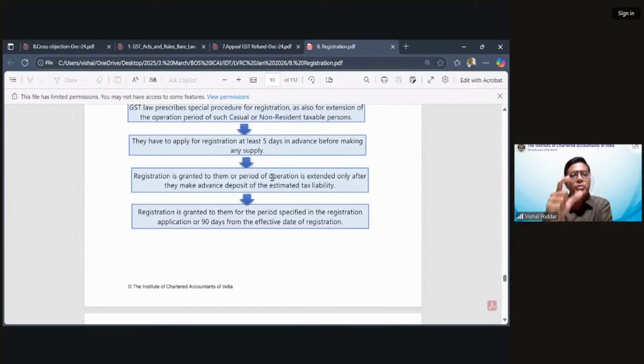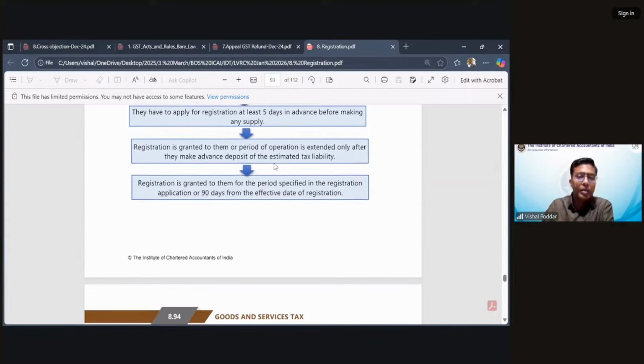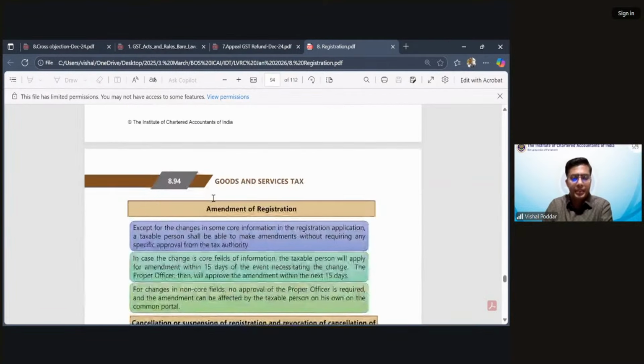So let us say I say that I'm seeking for 2 weeks. Now, for some reason, if I want to extend this beyond 2 weeks, I have to rerun the same process. I have to inform in advance. I have to also pay advance tax liability for this extended period. Next, registration is granted to them for a period specified in the application. So if I've asked for 15 days, they will give me for 15 days or maximum 90 days.